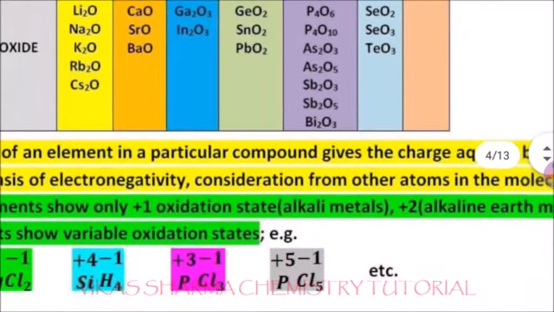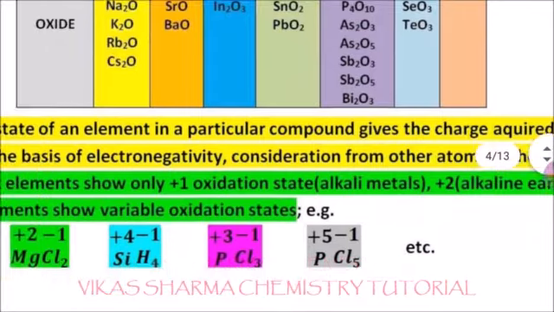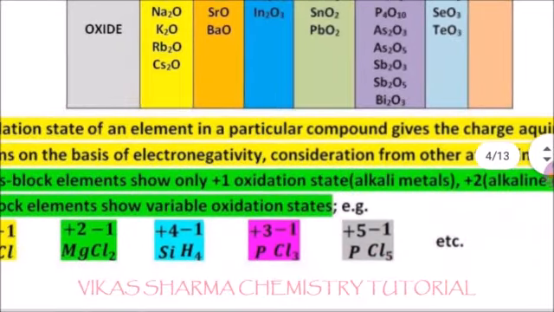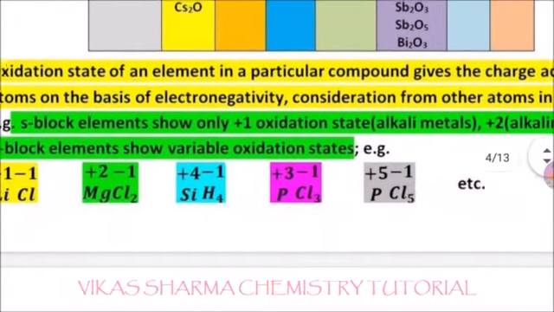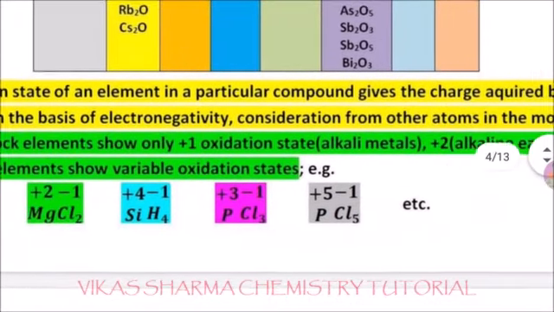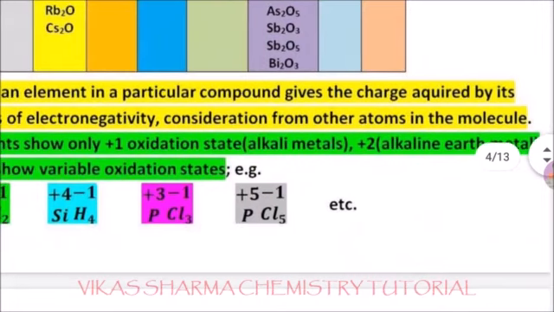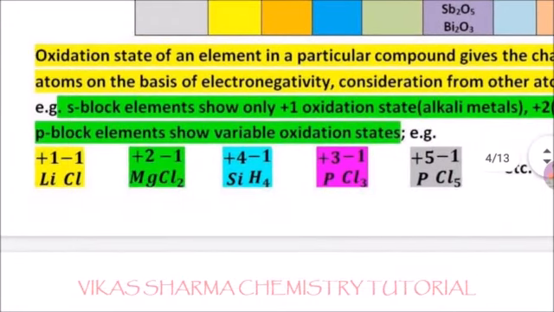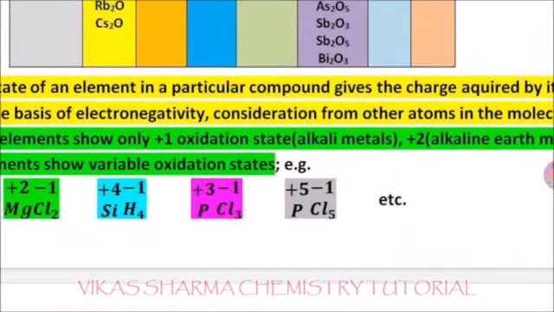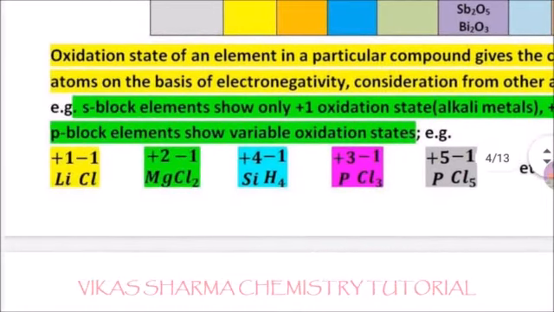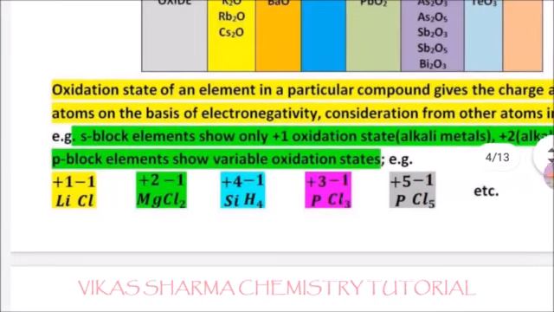So they form the s-oxide. So students, the oxidation state of an element in a particular compound gives the charge acquired by its atoms on the basis of electronegativity considerations from other atoms in the molecule. So s-block elements show only the +1 oxidation state (alkali metals) and +2 (alkaline earth metals), and p-block elements show variable oxidation states. So the oxidation state is only the charge which atoms show in a compound.